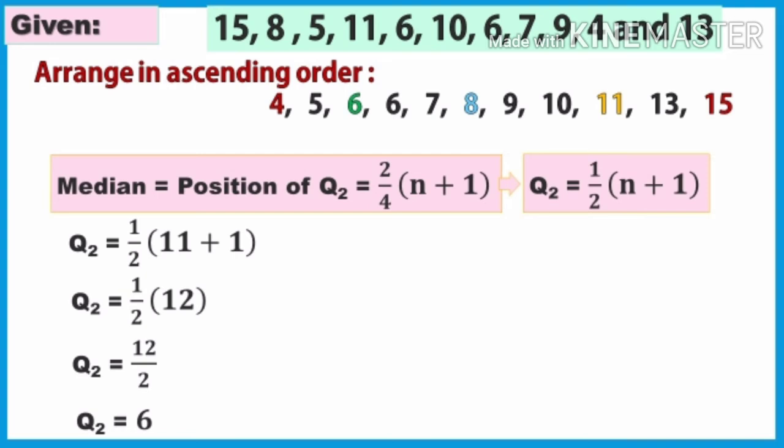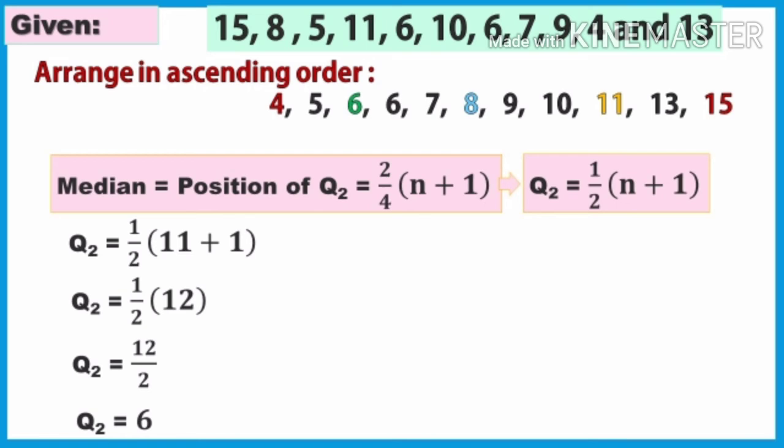Okay, so we're going to use the second quartile equals 1/2 times n plus 1. Okay, again, number of data, which is the n, is 11. Okay, so 11 plus 1, substitute, then simplify. 11 plus 1 is 12. Then, second quartile equals 1/2 times 12. So, 1/2 times 12, multiply 1 times 12, the answer is 12 over 2.